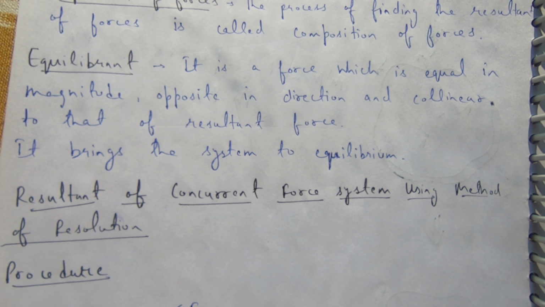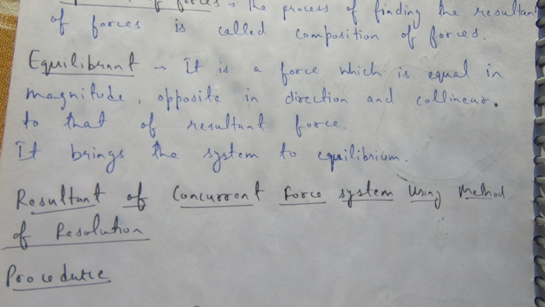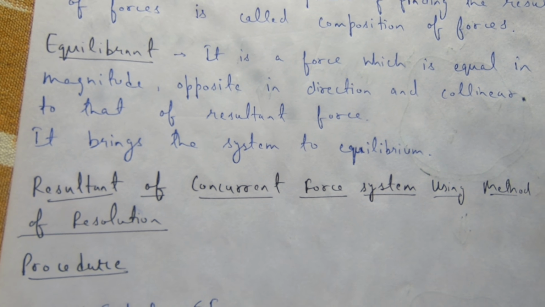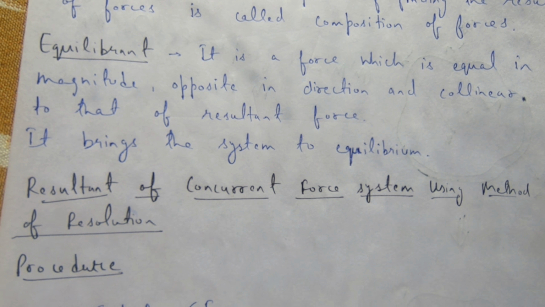Equilibrant: it is a force which is equal in magnitude, opposite in direction and collinear to that of the resultant force. It brings the system to equilibrium.